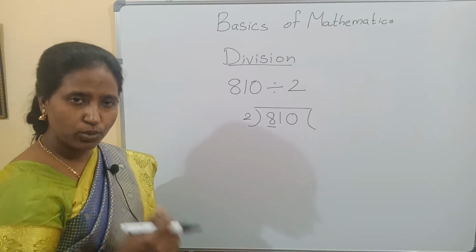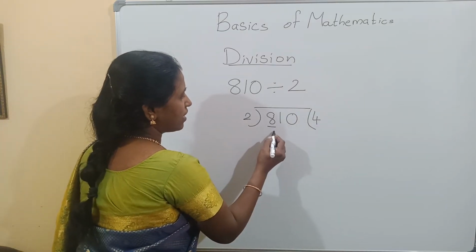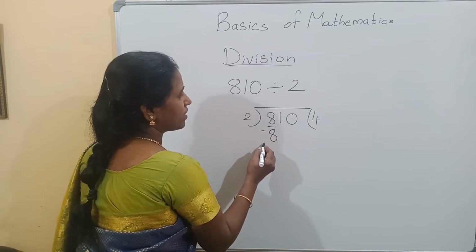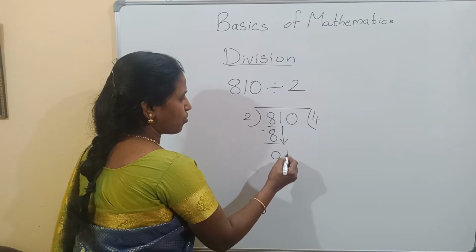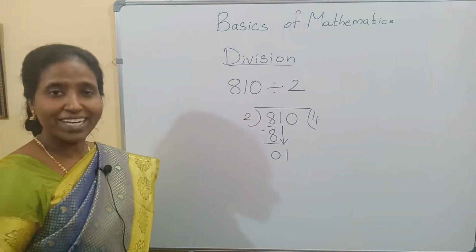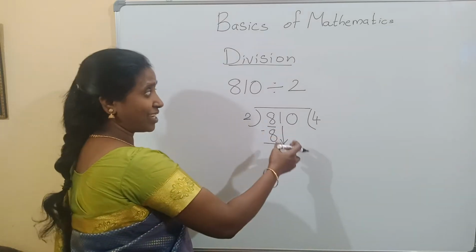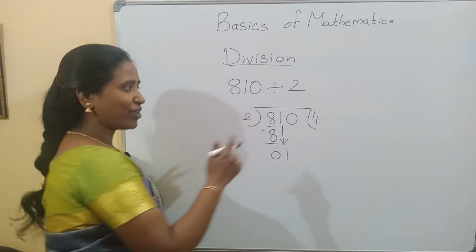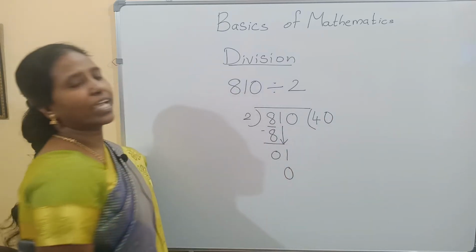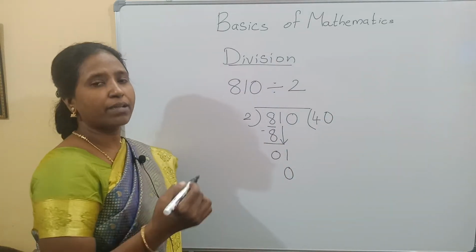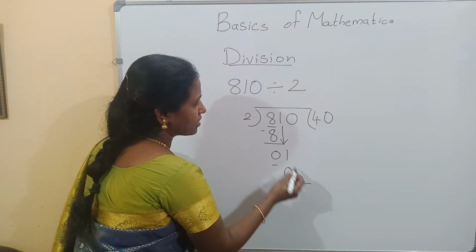Does 8 come in 2 table? Of course it does. So 2 4s are 8. 8 minus 8, 0. Now the next number is 1. Does 1 come in 2 table? No. So you get the 0 now. What you do is, 2 zeros are 0. Any number multiplied by 0 will give you 0. So 1 minus 0, 1.